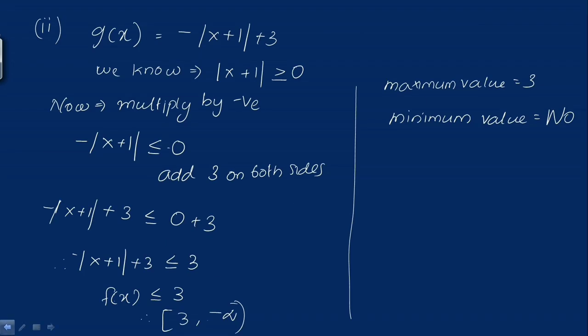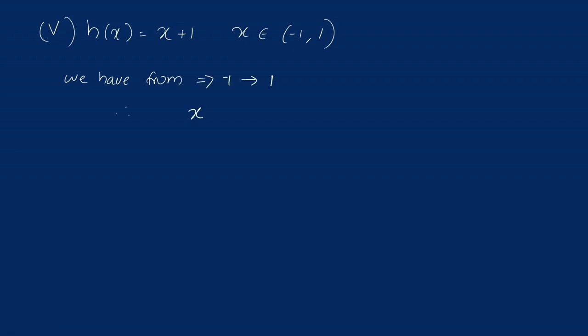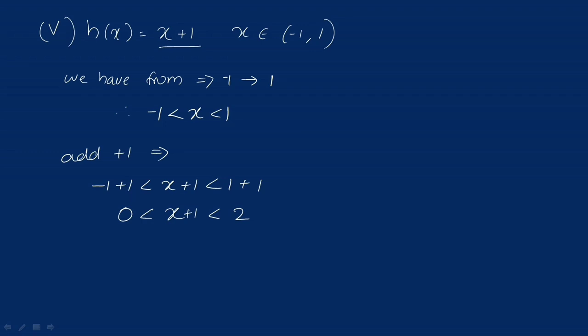Now moving on to the next question, the fifth question, that is h of x is equal to x plus 1 where x belongs to the interval minus 1 to 1. So we have given h of x is equal to x plus 1, from the interval minus 1 to 1 where x belongs. So x should be minus 1 less than or equal to x less than or equal to 1. So adding 1 on both sides of the above equation, minus 1 plus 1 less than x plus 1 less than 1 plus 1. What is minus 1 plus 1? That is 0 less than x plus 1 less than 1 plus 1, that is 2.